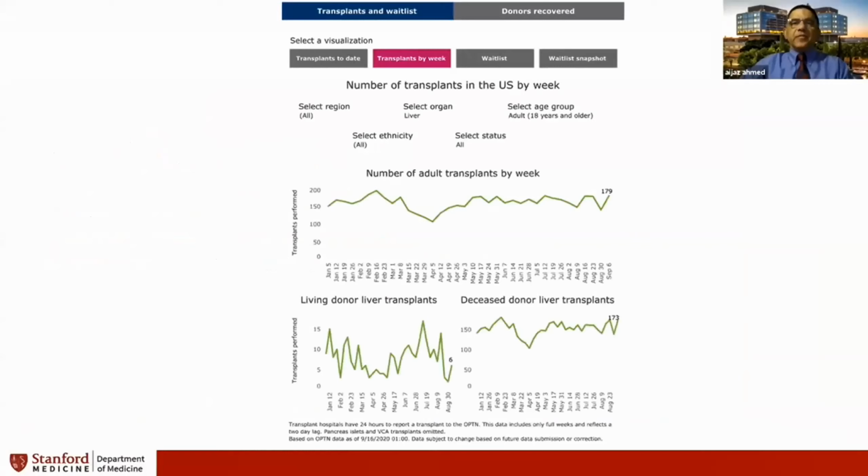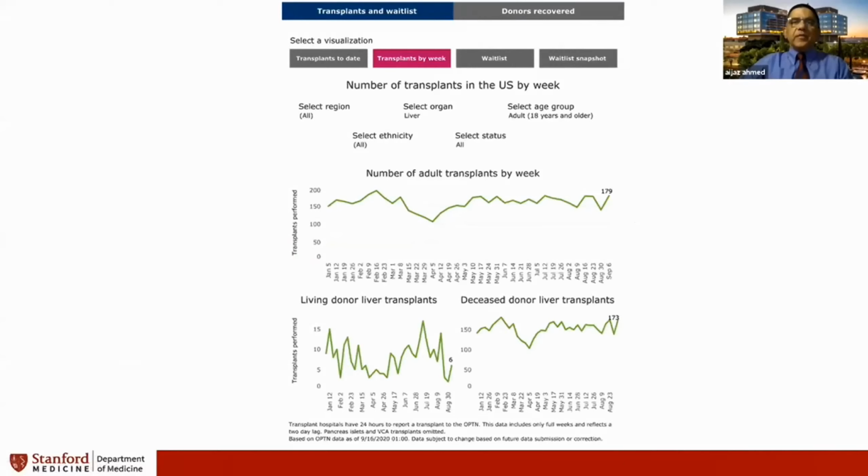Just a little bit of an overview in this first slide. The top green line across the graph shows the number of adult transplants by week across the US. As you note here, there was a dip, a plummeting in the number of liver transplantations. In fact, all solid organ transplants, especially noted in the New York tri-state area.